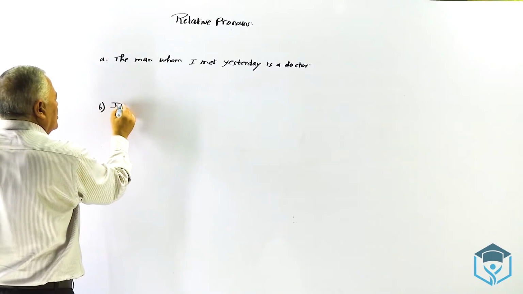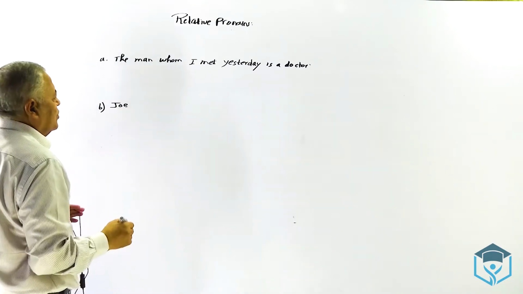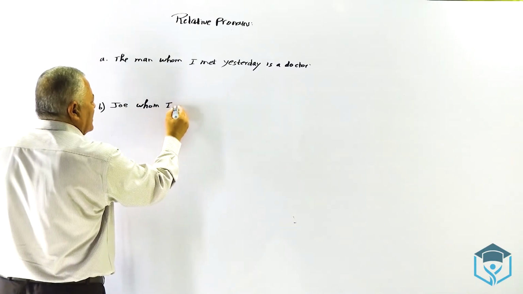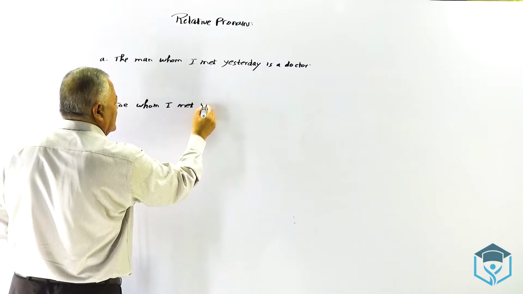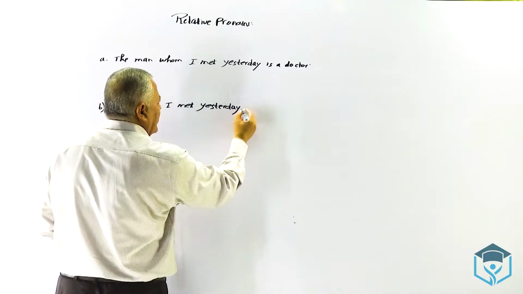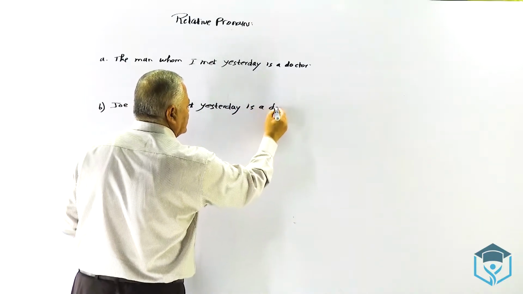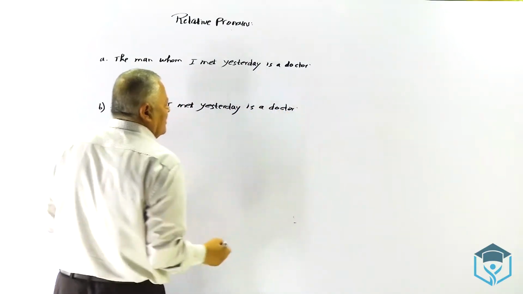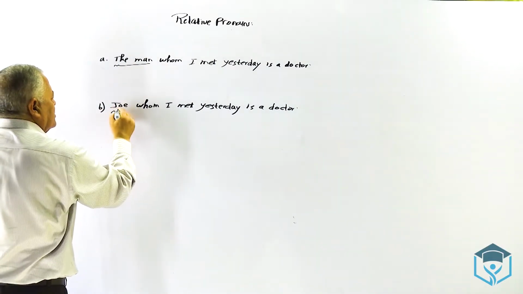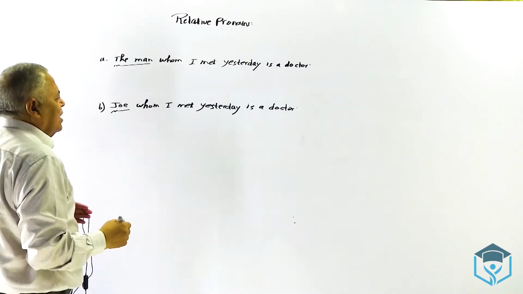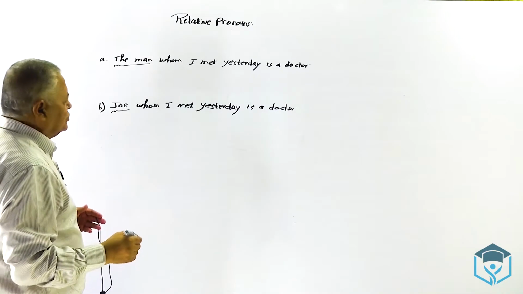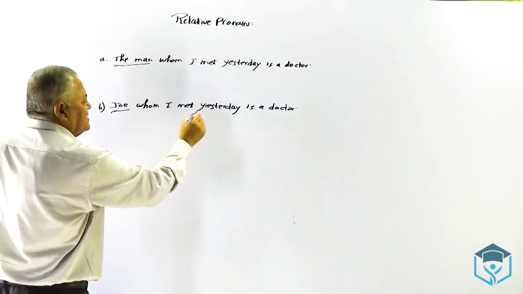I say Joe. Not the man, Joe. Whom I met yesterday is a doctor. The same sentence, the same words, with difference. The man and Joe. The man whom I met yesterday is a doctor. John, whom I met yesterday, is a doctor.